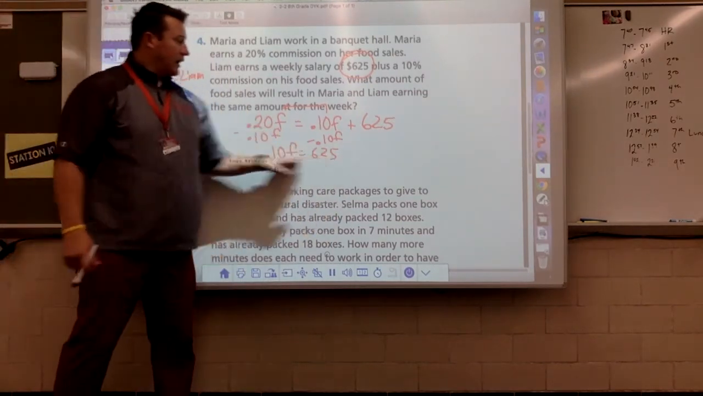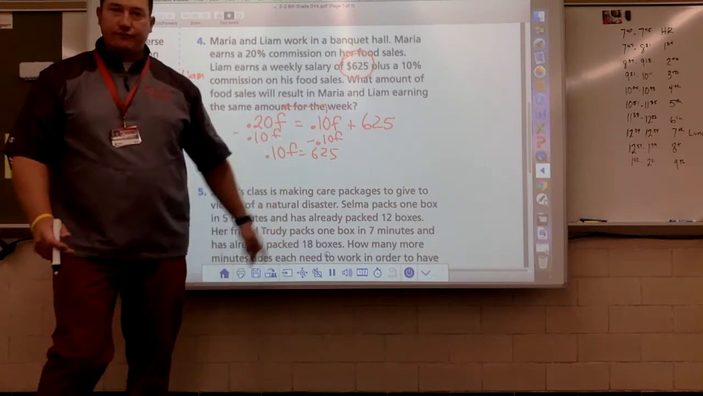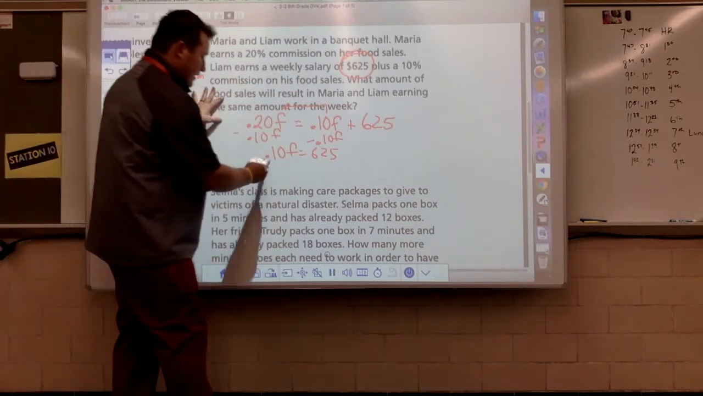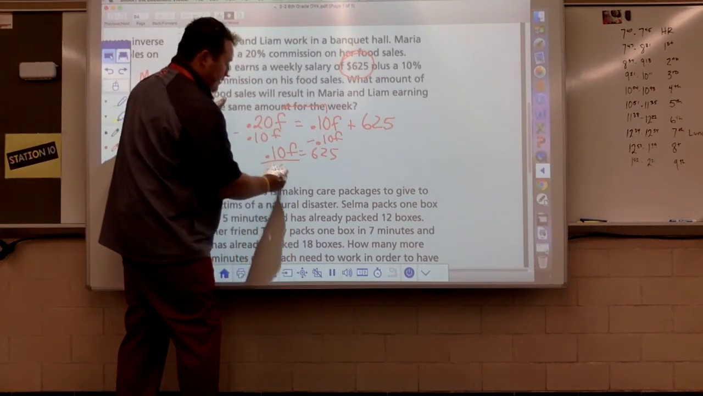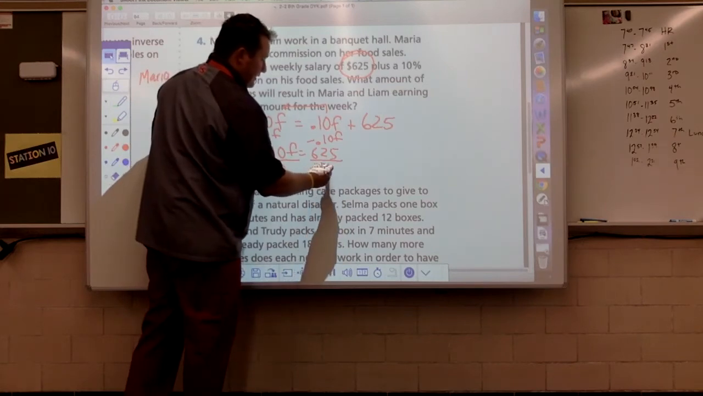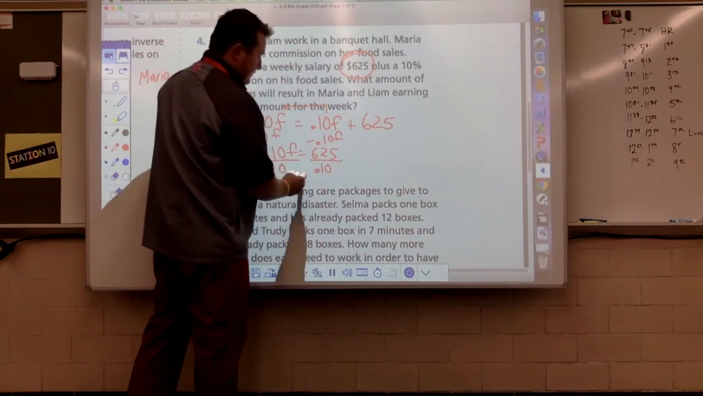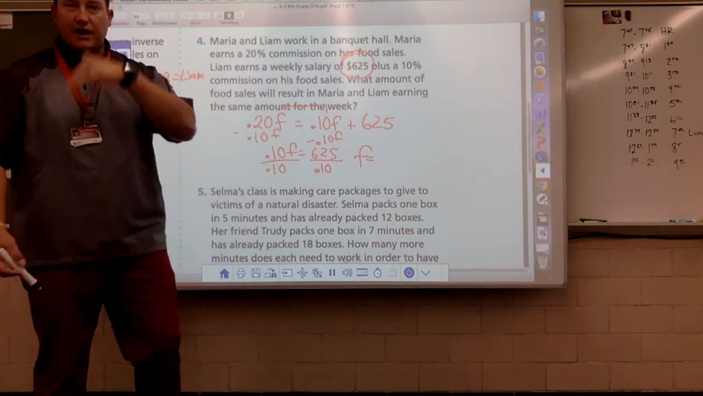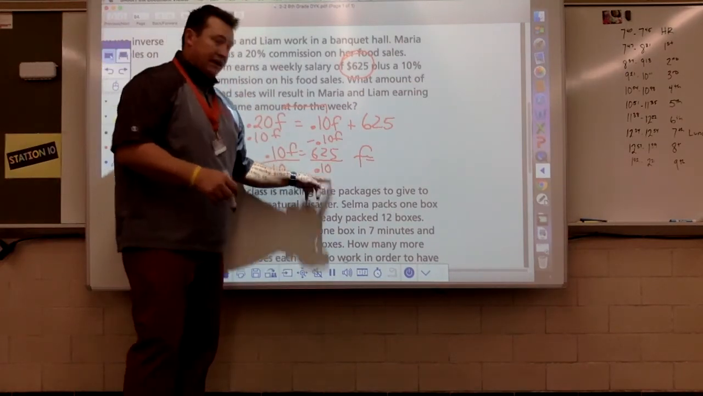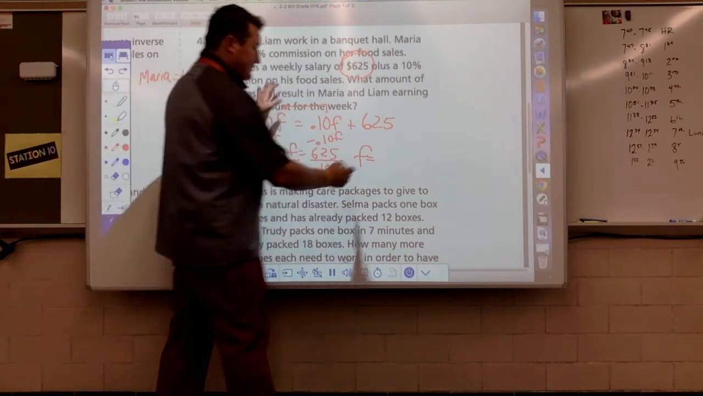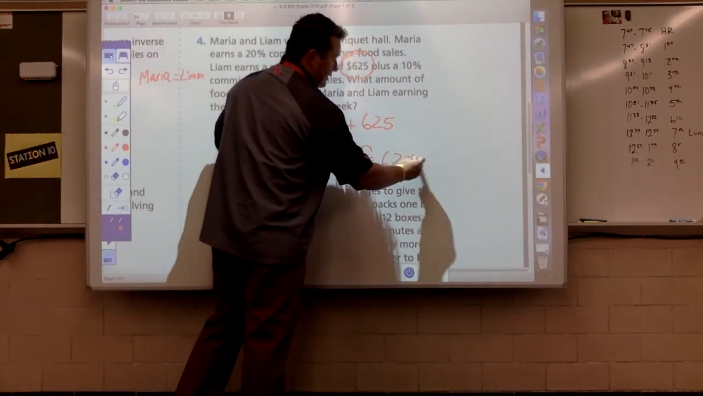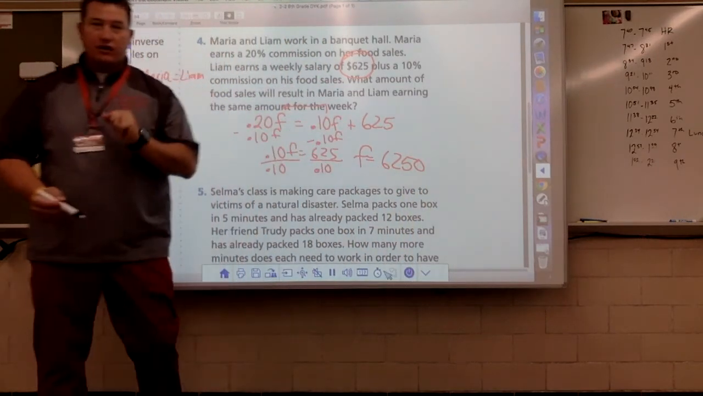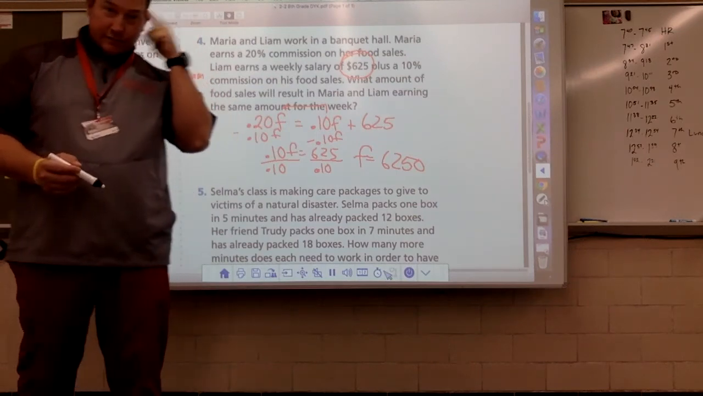All right, here we go. Divide by your coefficient. So we're going to divide by 0.10. Okay. Running out of room. F is going to equal, well, when we're dividing by a number smaller than 1, guys, and happens to be 10, we're really just going to add a 0 onto the end of this and say, shabam, $6,250. That's big brain right there.